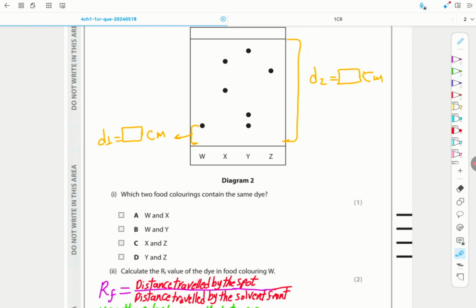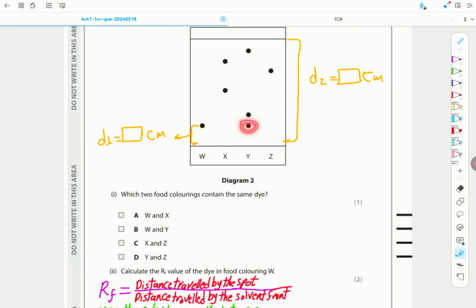So what is the question here? Which 2 food colorings contain the same dye? Of course, they should travel the same distance, so that we can say that they have a component in common. Look at, for example, Z and Y. They haven't traveled the same distance. Y and X, the same, they haven't traveled the same distance. While when we go through Y with W, Y and W travel the same distance.